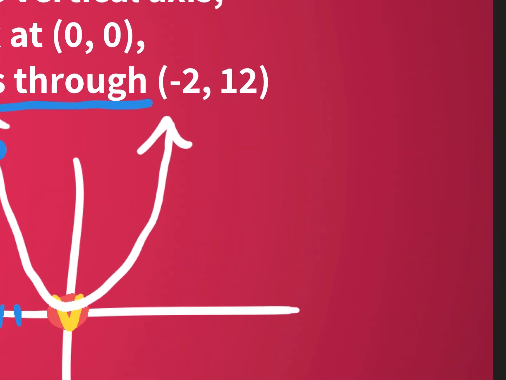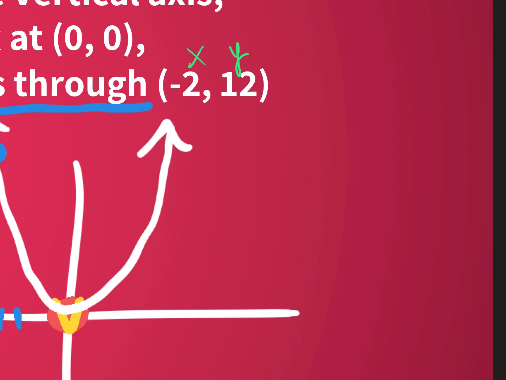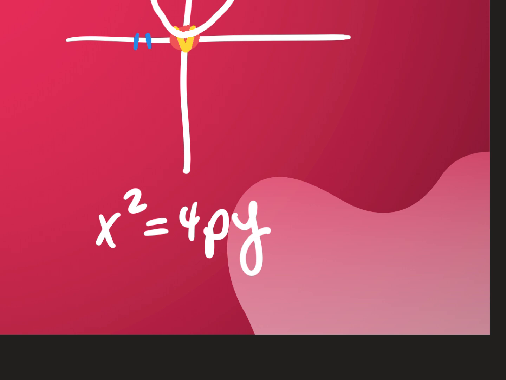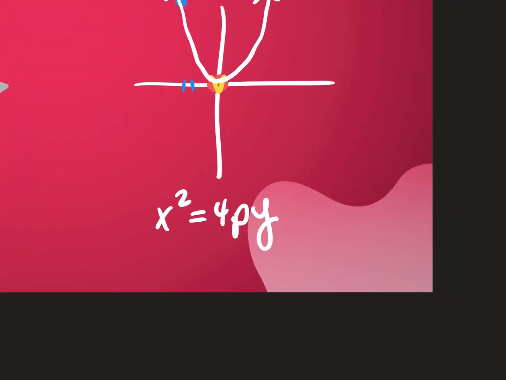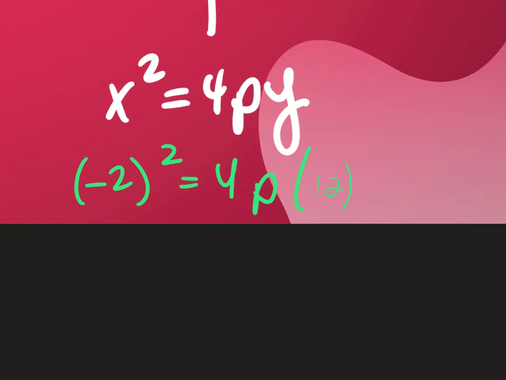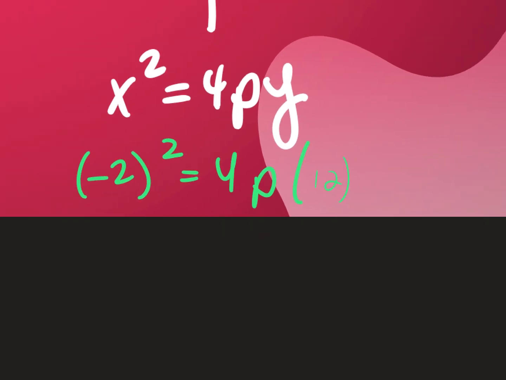What can I do with this x value and this y value? I can plug it in and find what? P. What's the x value that they gave me? We did this before with a line. So -2 squared equals 4 times p times 12. Okay. Can we solve this? What's -2 squared? 4. Equals, what's 4 times 12?